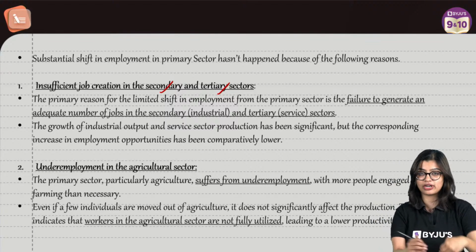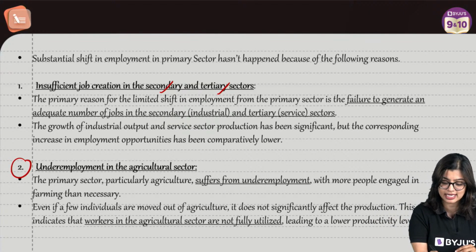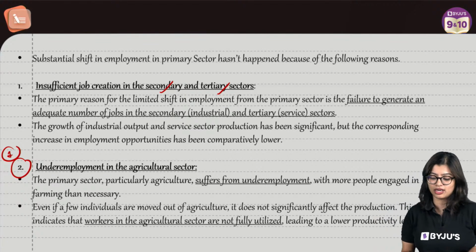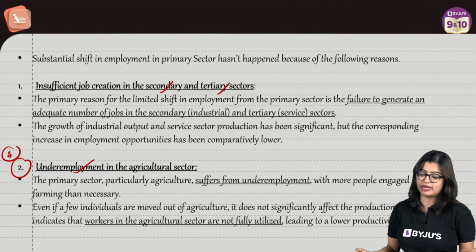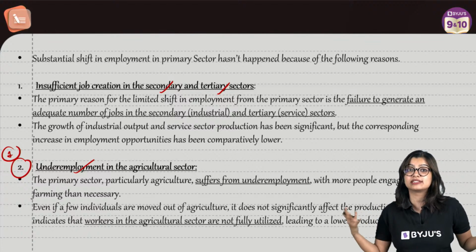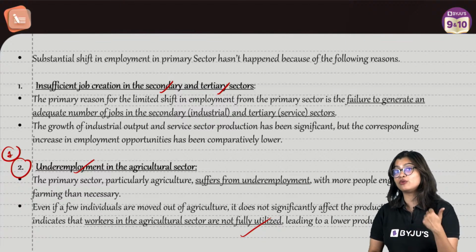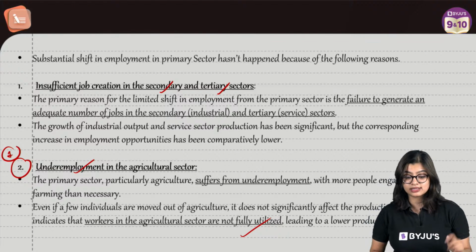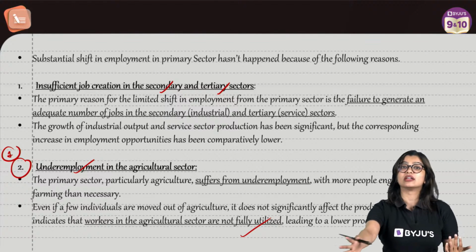One is, see, I would restructure this and write this as point number 1. Because in my existing primary sector, I see that there is underemployment, where more people are engaged in farming activities than what is necessary. Thereby, they are not fully utilized.